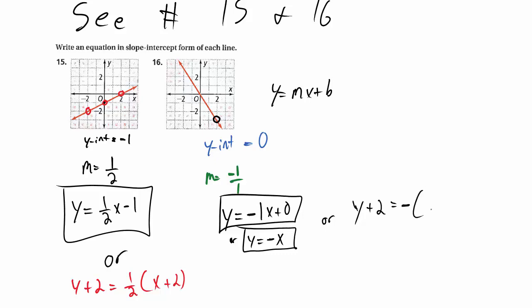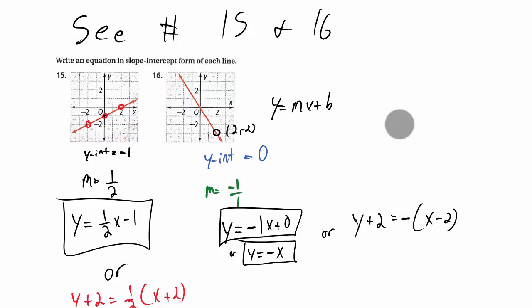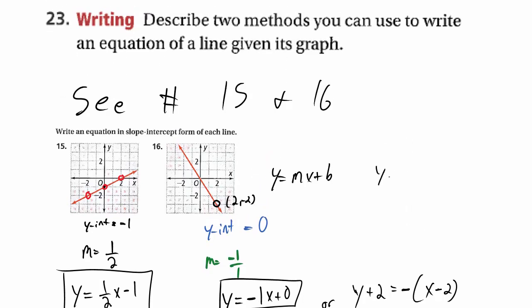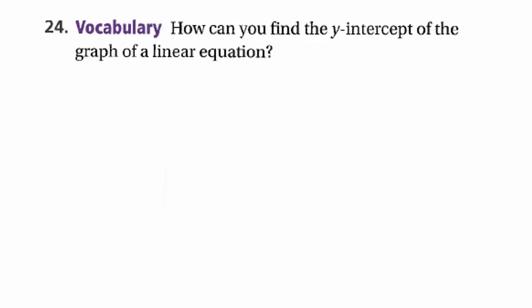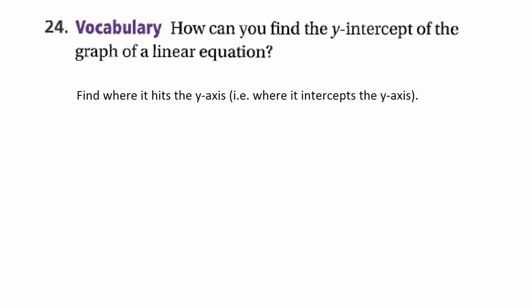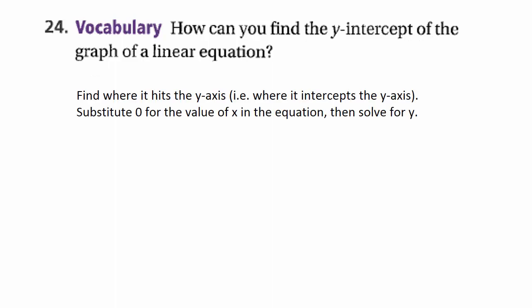And if you put that in point-slope form, instead of getting y equals negative x, which is in slope-intercept form, in point-slope form it's y plus 2 equals negative, negative in front of the quantity x minus 2. So those are the two main methods you want to use to find the equation of a graph. Here we want to find the y-intercept of the graph and equation. These are the two ways to do that.